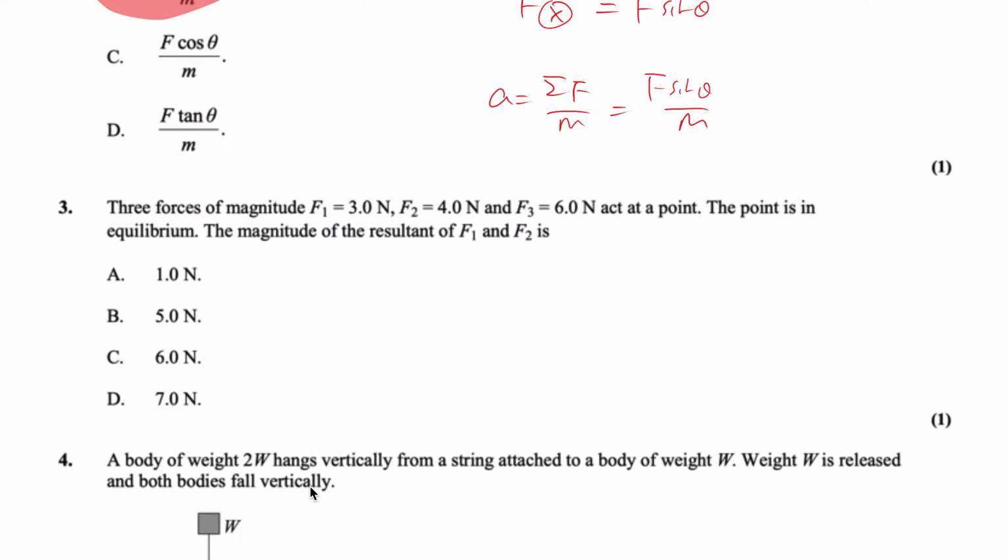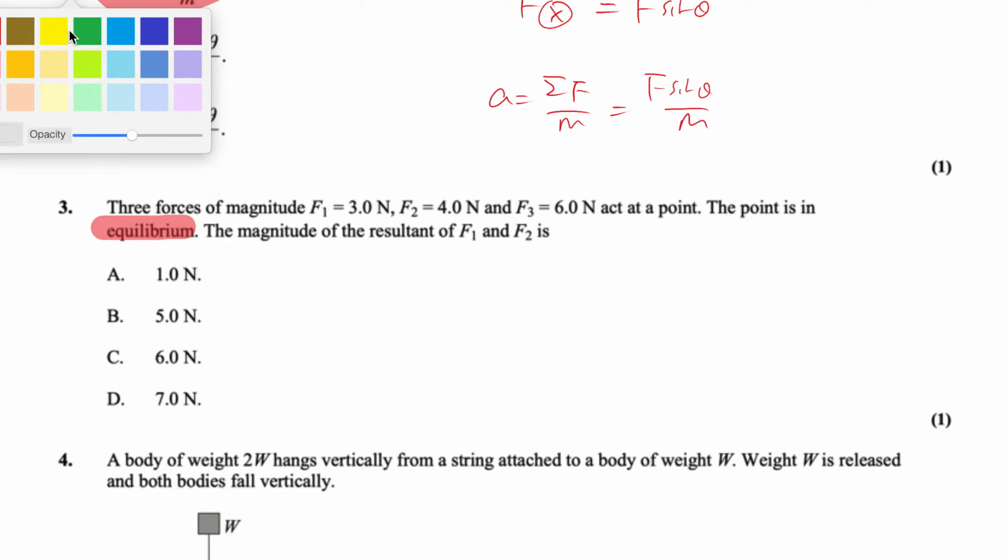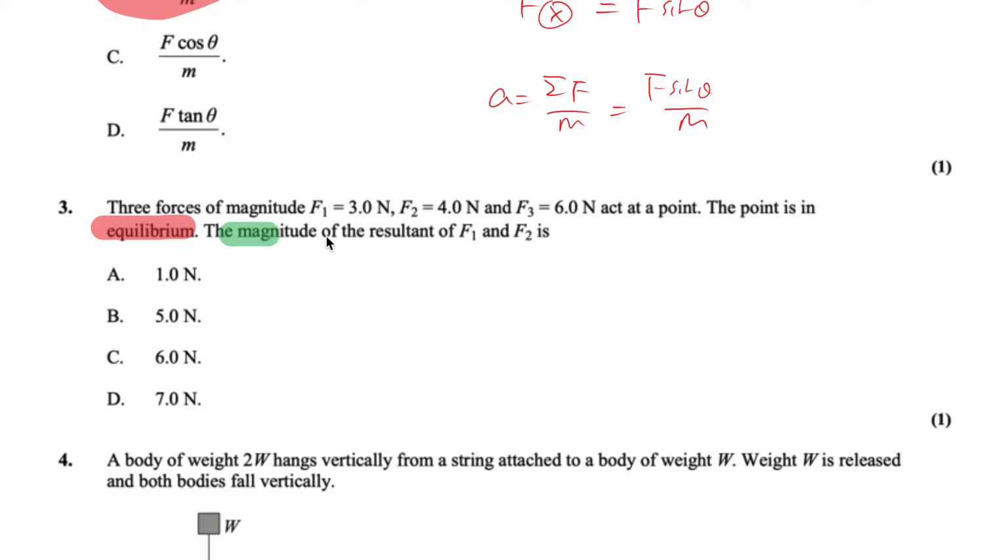And then now let's have a look at the third question. Right, the third question, again, you just need to read one word, equilibrium. They just ask you the magnitude of the resultant force of F1 and F2. If they didn't mention equilibrium, they just ask you the magnitude of resultant force of F1 and F2.